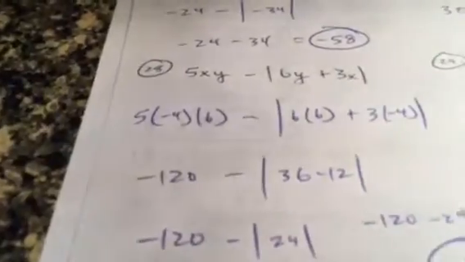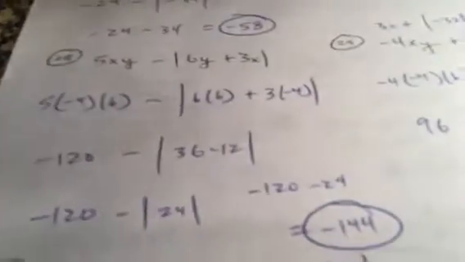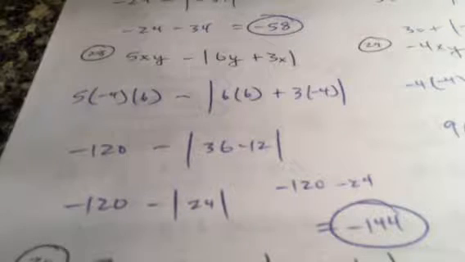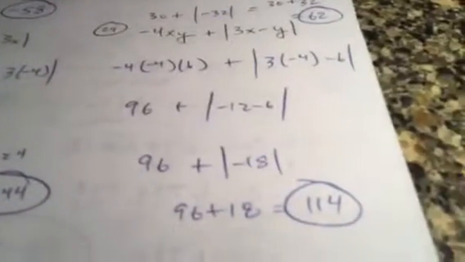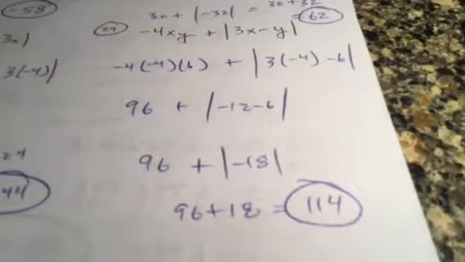I like about 3 of these on your test. There's all of 28, so look at that, all of 28. Negative 144 is your answer. Take a look here at 29. Absolute value of negative 18 is positive 18. Put them together, that's 114.